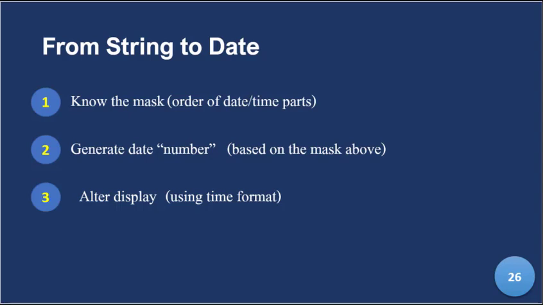Number 2, you must know the date. You will generate what we call a date number. A numeric value will come based on those reference dates we had mentioned. Based on those reference dates and based on the mask above, it will give you a number, but that number means the number of days from 1st of January 1960 or the number of milliseconds from midnight of 1960. And then the third thing is to now alter the display, because you will just keep seeing a number. You know what that number now means, but it means nothing to anybody, just completely nothing.